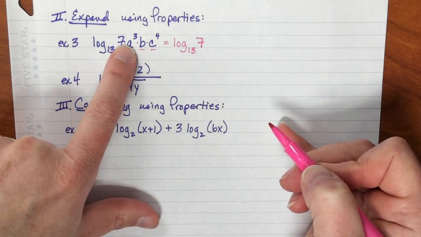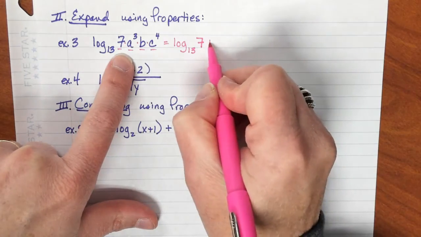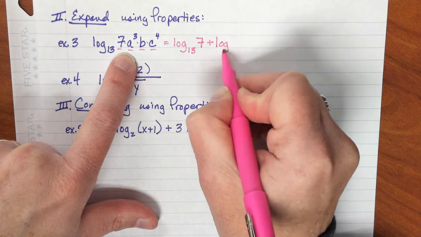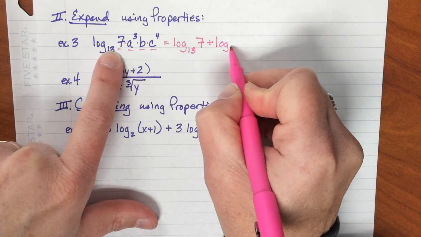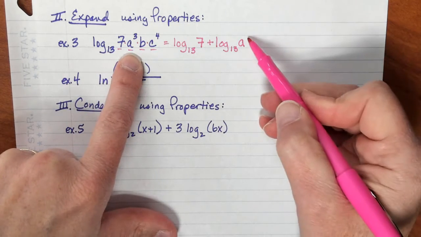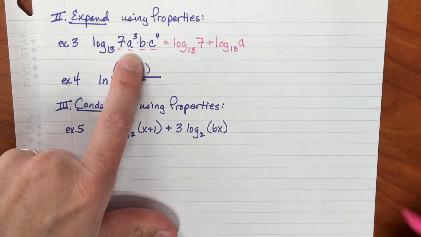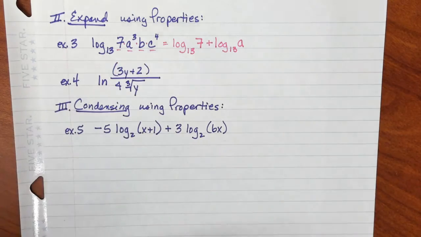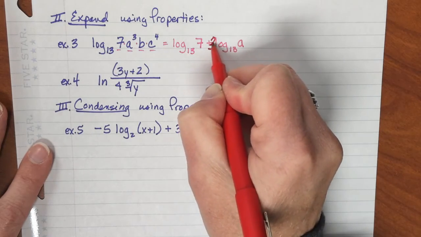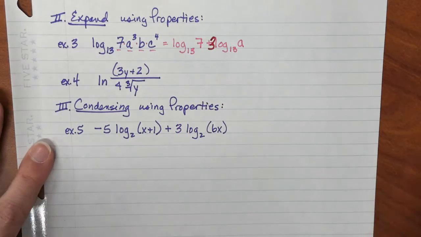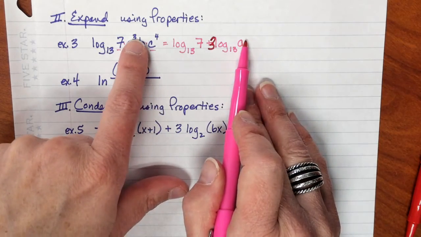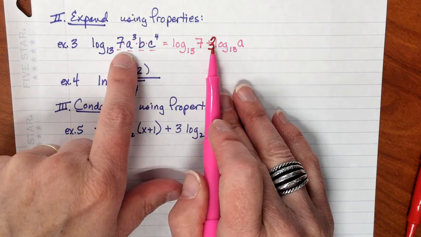Now, it's a product, so I expand it with a sum, and then you write the log again, log base 13 of a to the 3rd. Now, where could I have put that 3? I could have put that 3 in the very front. So I'm going to squeeze that in right there, because that 3 is a power, and that's using another property, but the power property brings it out in front as a coefficient.